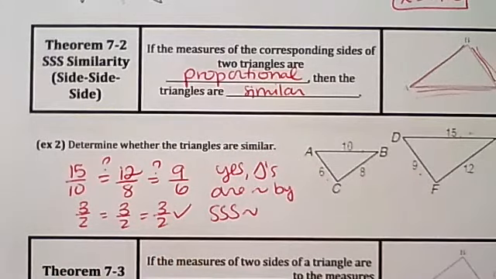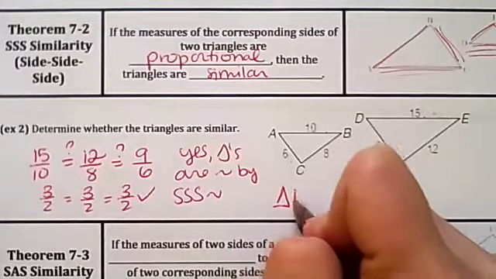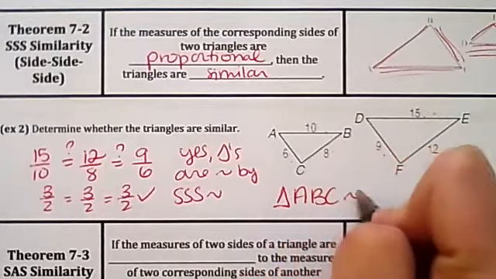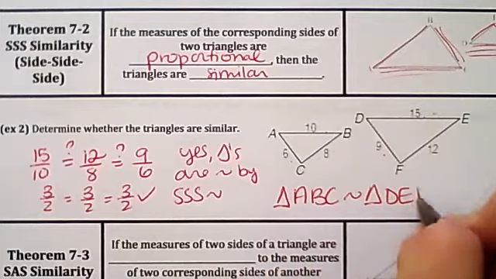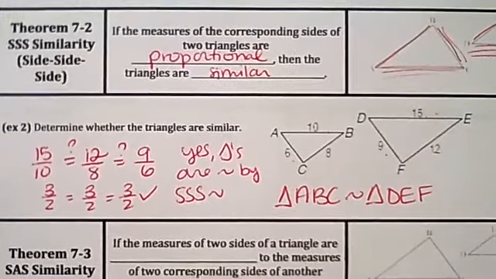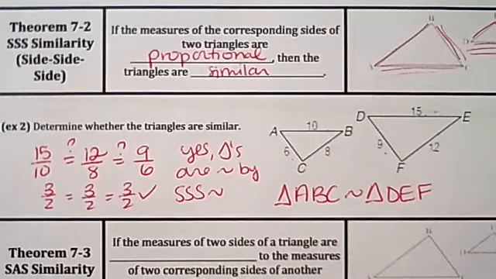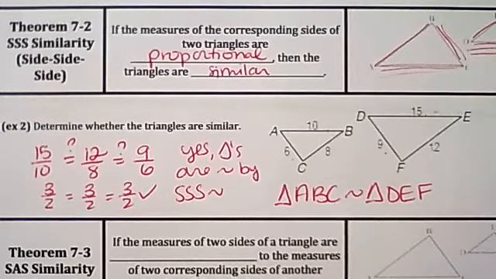And then if you were asked to write a similarity statement, it would just be triangle ABC is similar to triangle DEF. And there's your similarity statement. So this one's just the sides, and you have to check them. So like on today's assignment, the assignment I gave you today is just on determining if triangles are similar. I figured I'd give you somewhat of an easier, quicker assignment because it's Monday.